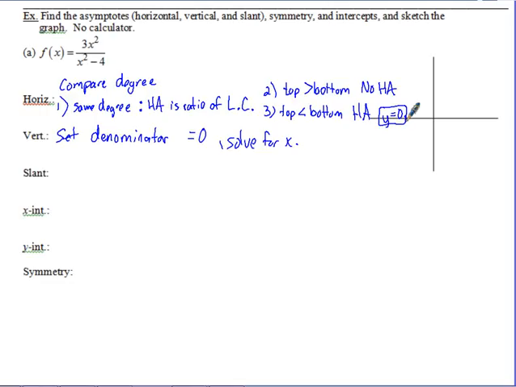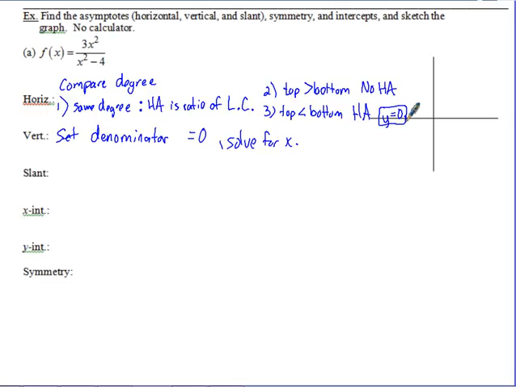It's just automatically y equals 0. If the top is smaller, it's automatically y equals 0. If the top is bigger, then there is no horizontal asymptote. Got it? Okay? So now, finally, let's go to the slant asymptote.